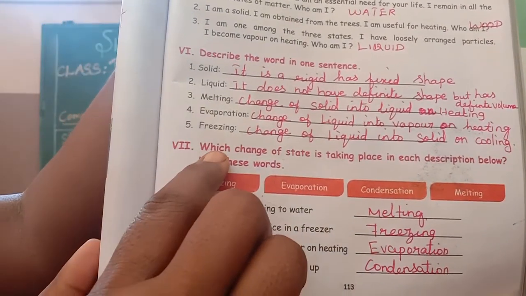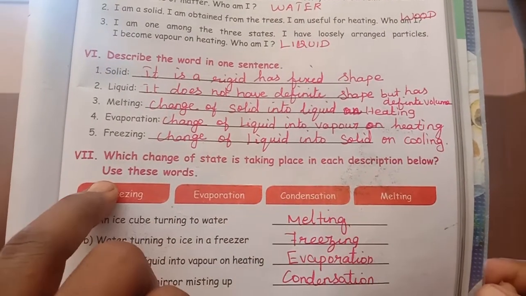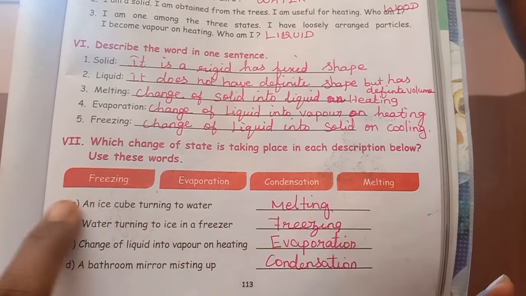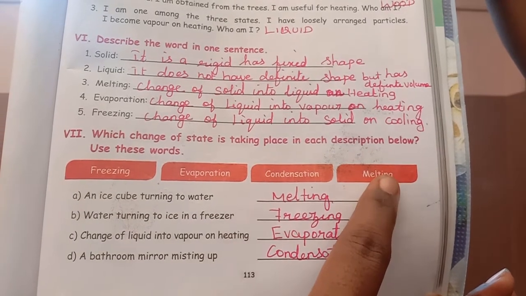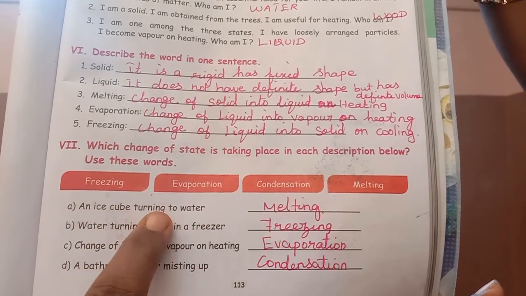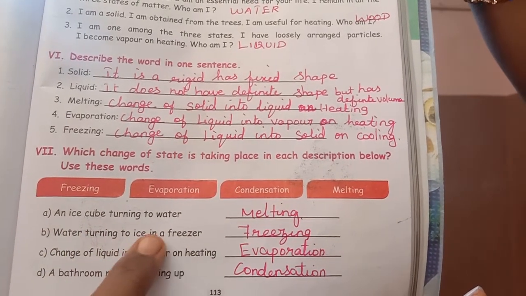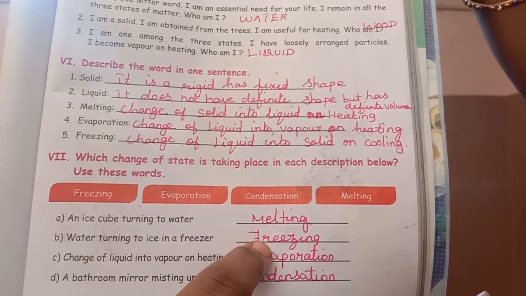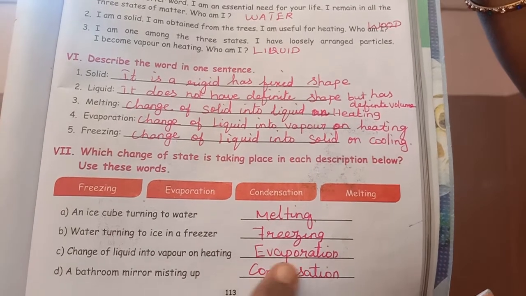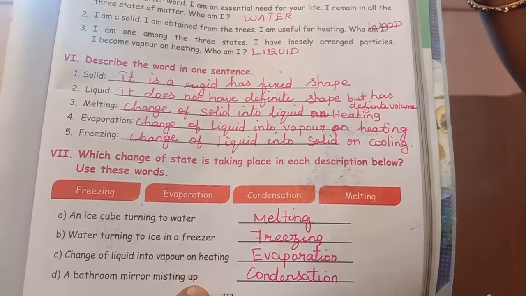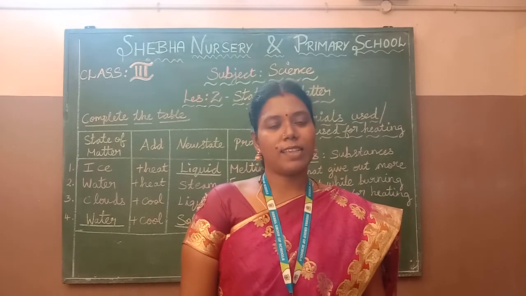Next home letter is which change of state is taking place in each description below, using these words. Let's give some answers here: freezing, evaporation, condensation, melting. An ice cube turning to water. This process is melting. Water turning to ice in a freezer. This process is freezing. Change of liquid into vapor on heating. This process is evaporation. A bathroom mirror misting up. This process is condensation.